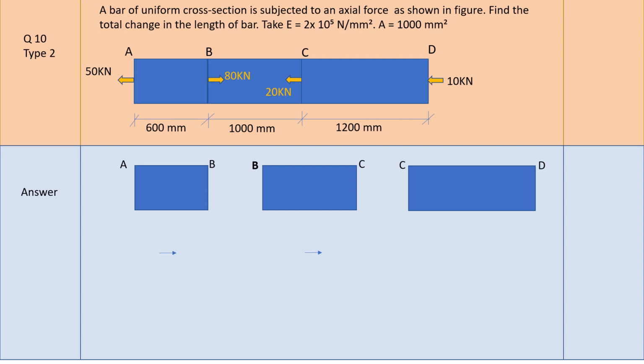Now here there is a next question. A bar of uniform cross section is subjected to an axial pull as shown in figure. Find the total change in length of bar. Take E is equal to 2 into 10 raised to 5 Newton per mm square and area A is equal to 1000 mm square. Now here area A is constant from A to D. And now the forces are different as shown in figure.